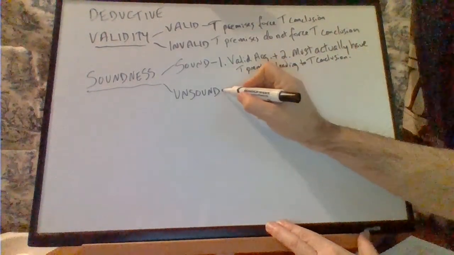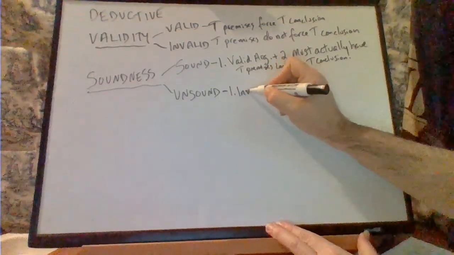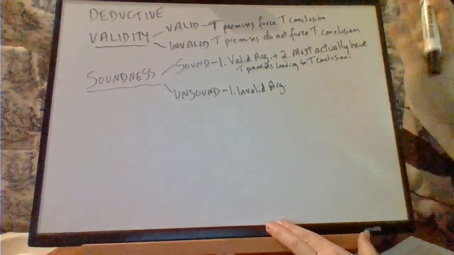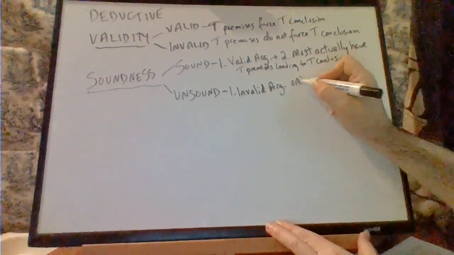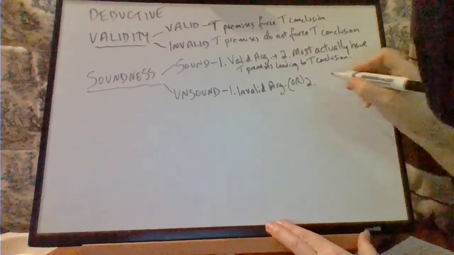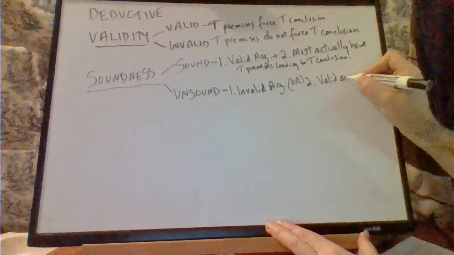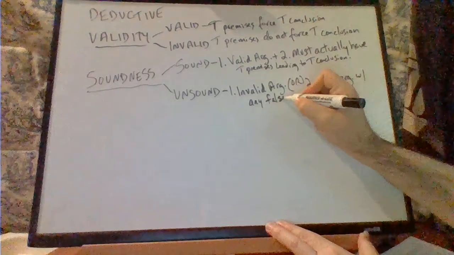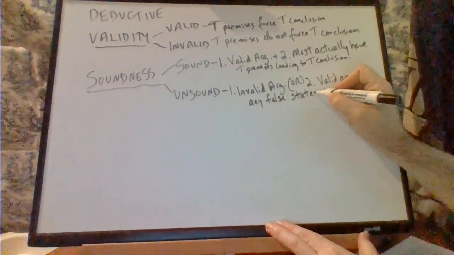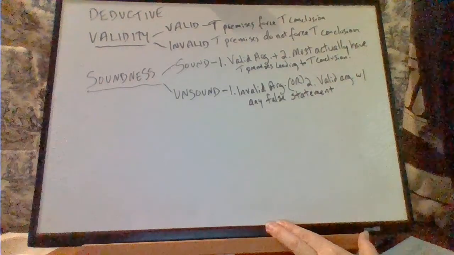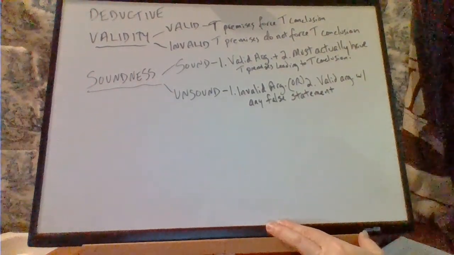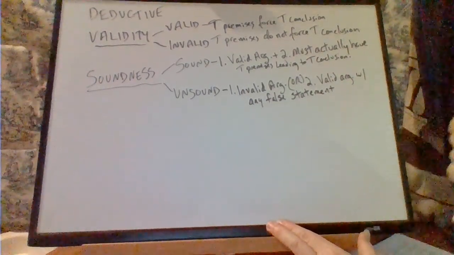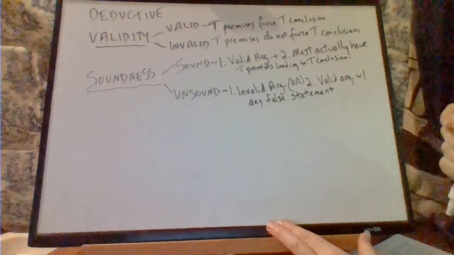For an unsound argument, if it's an invalid argument, it's automatically unsound. So all invalid arguments are unsound. Or, secondly, it could be a valid argument with any false statement. Okay. So an invalid argument is unsound, but also a valid argument that actually has a false statement of any type is going to be unsound.